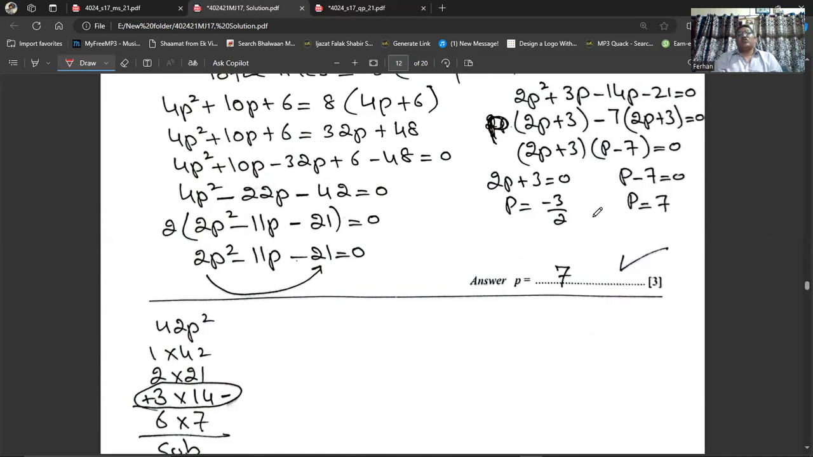2p plus 3 is equal to 0, so p will be equal to minus 3 by 2. And p minus 7 is equal to 0, so p will be equal to 7.